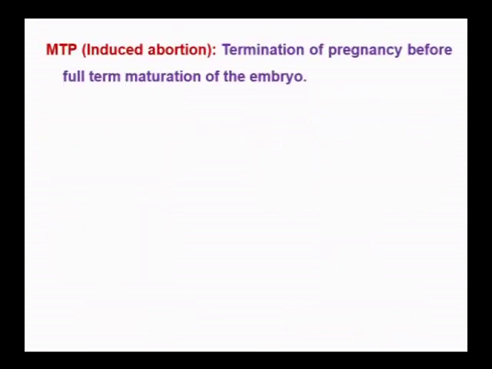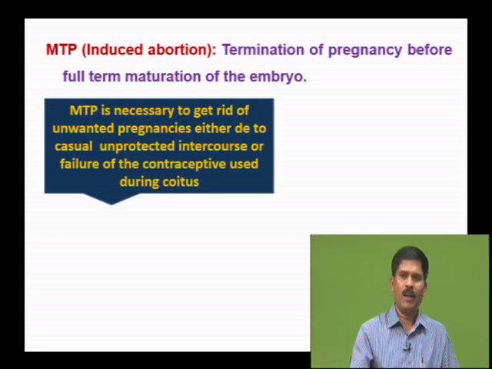MTP, medical termination of pregnancy, is also called induced abortion. Termination of pregnancy before full term maturation of the embryo is called MTP, that is medical termination of pregnancy. MTP is necessary to get rid of unwanted pregnancies, either due to casual unprotected intercourse or failure of the contraceptive used during sexual intercourse or coitus.